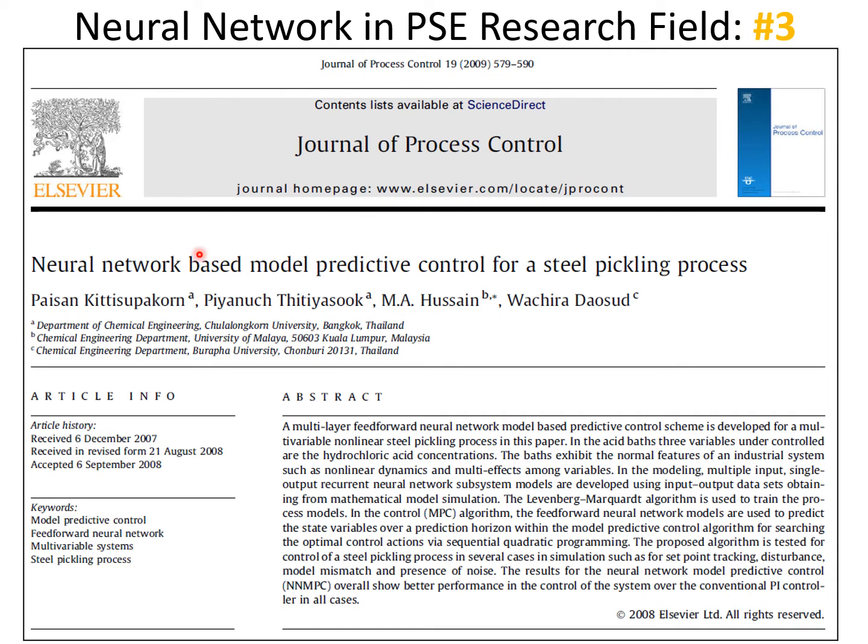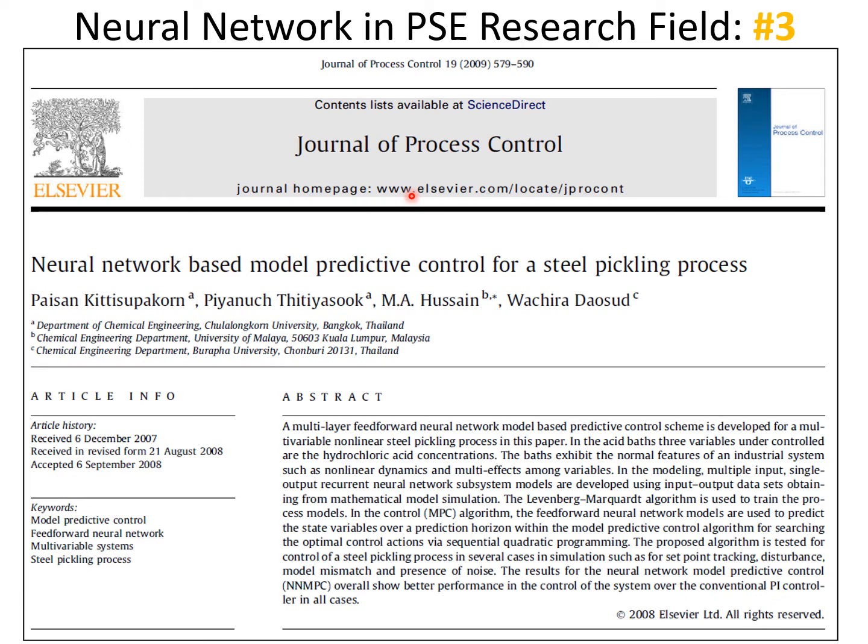Another one I've seen is using neural network for predictive control of steel pickling process. This is in 2009, in work with Chulalongkorn, Professor Piyapong Baisan, if you know, students, and also Dr. Wacheva from Burapha University, where she was my PhD student. This work was basically using neural network within the model predictive control strategy for steel pickling process, which is a real pickling process which has been modeled.